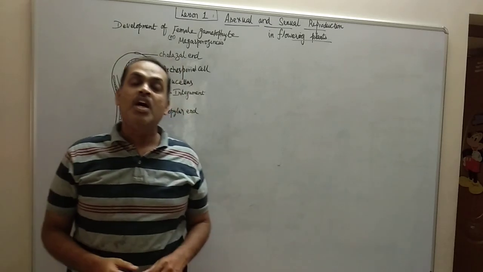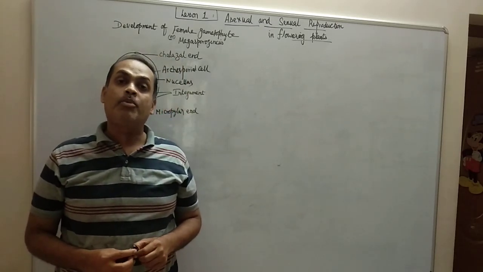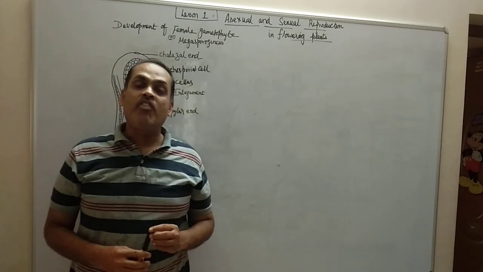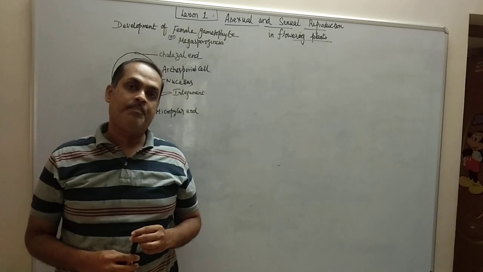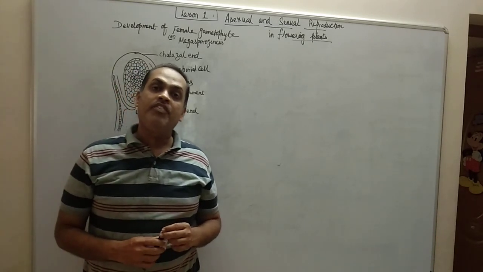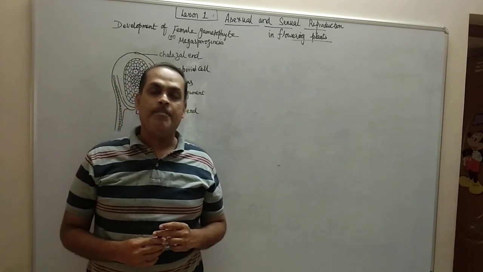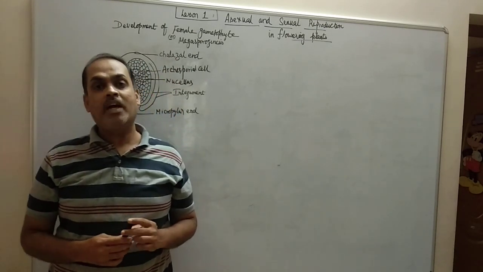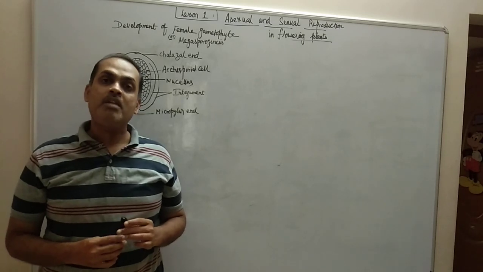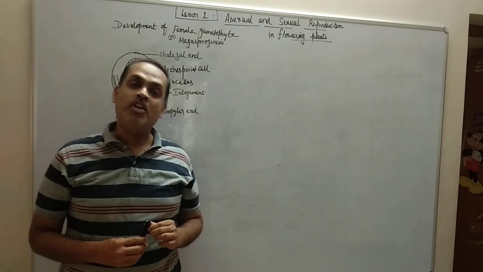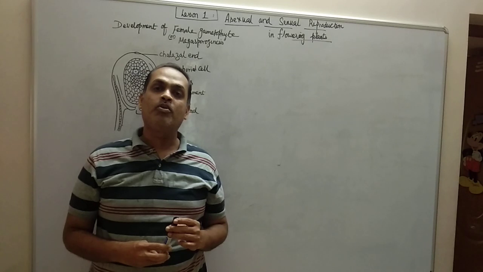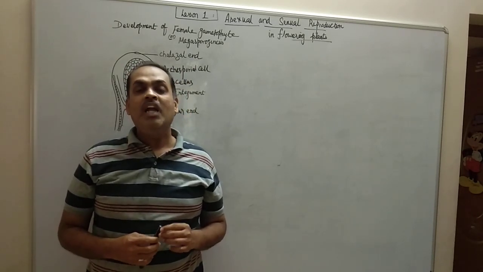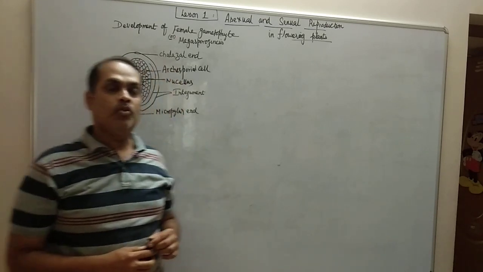In today's class, we are going to discuss the process of megasporogenesis, otherwise called the development of female gametophyte. Now let us understand the definition of megasporogenesis first. It is the process of development of haploid megaspore from a diploid megaspore mother cell through meiosis. To understand the process of megasporogenesis, let us understand the structure of the ovule.